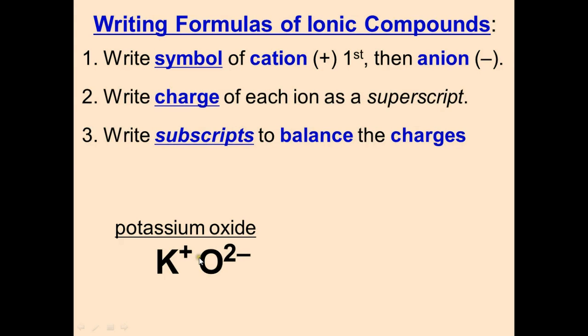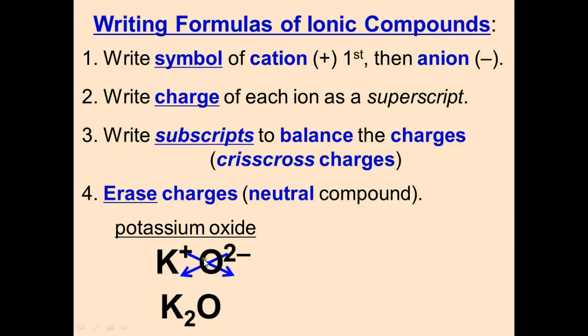So we pretty much just balance the charges by crisscrossing. Just remember, pretty much just crisscross the charges. And then we just erase these charge symbols, so we get rid of the negative sign and positive sign. And if there's a 1, we don't have to write anything. So after crisscrossing, we get K2O.